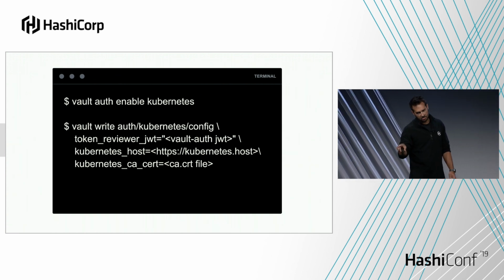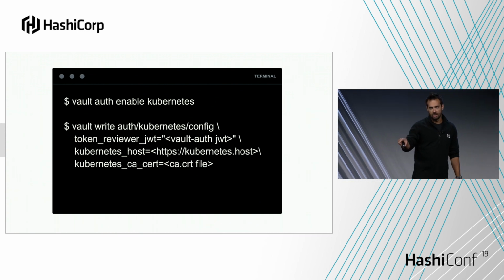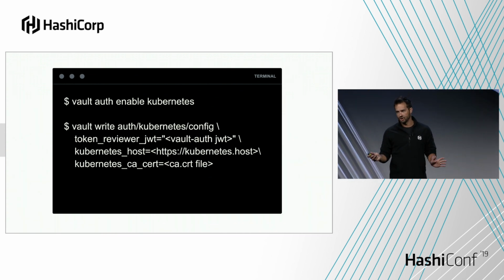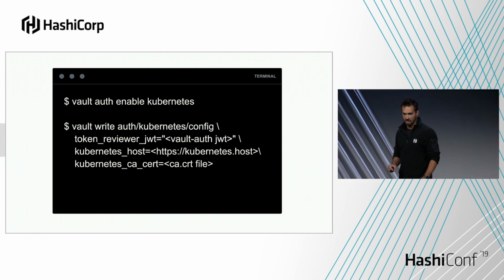All right, I also skipped over the Vault auth JWT there. JWT, I pronounce it jot. I got one thumb up, that's enough for me.